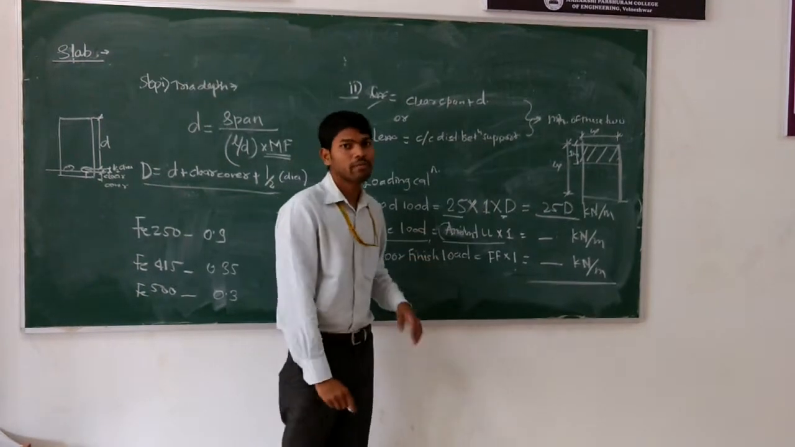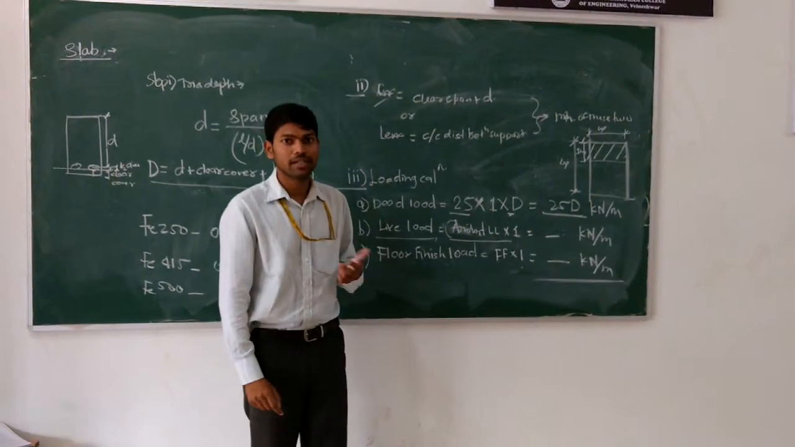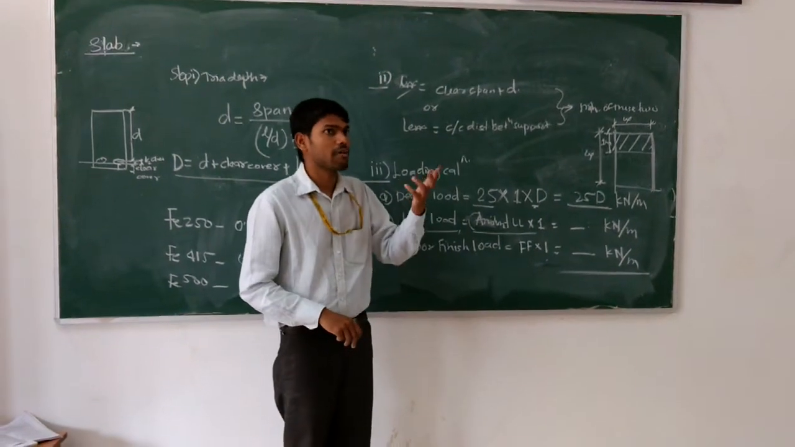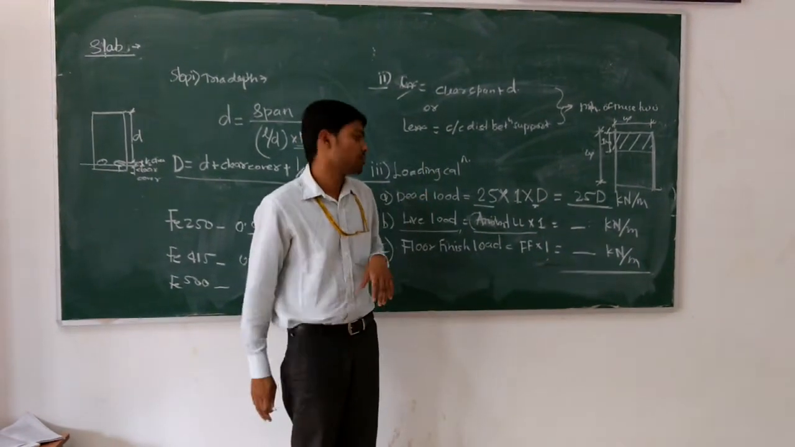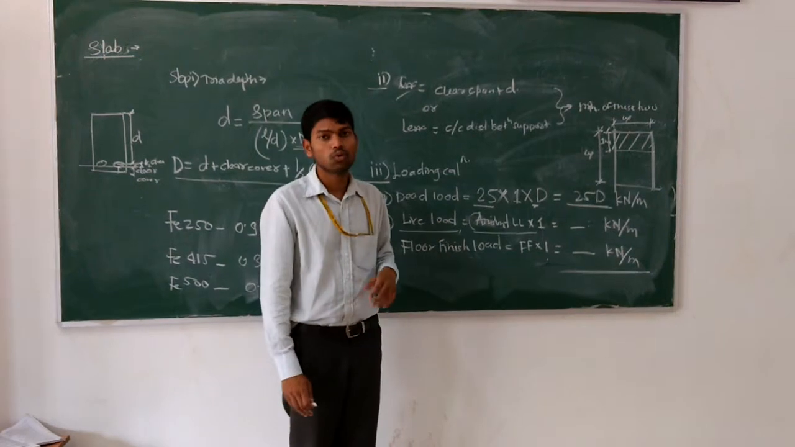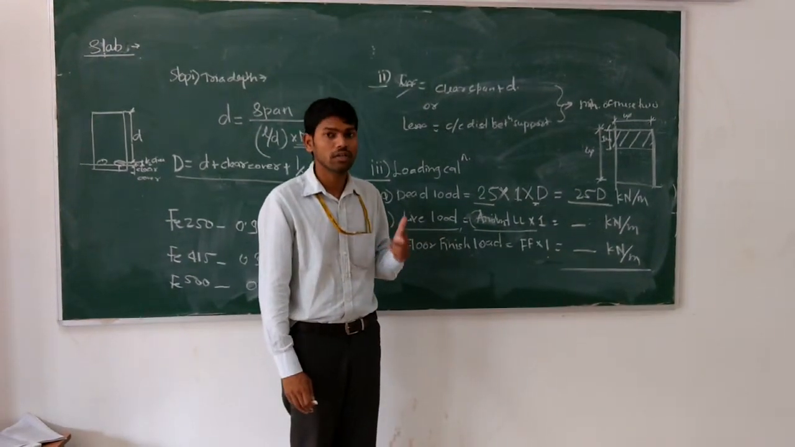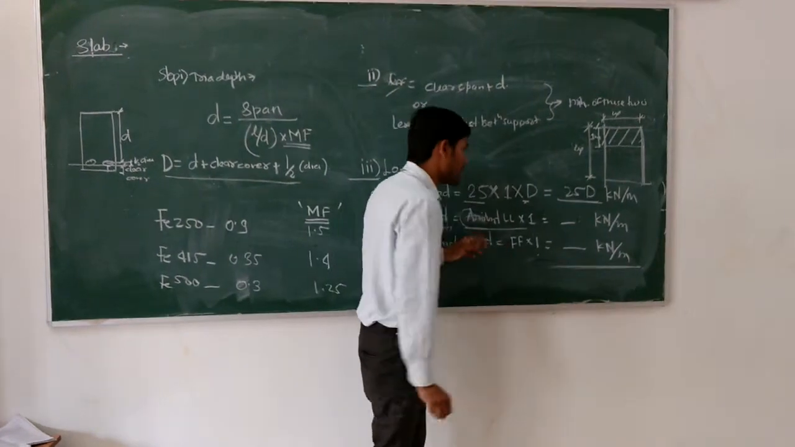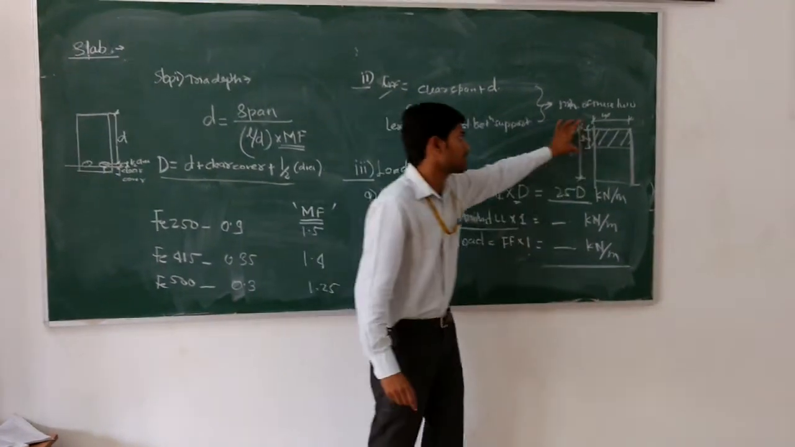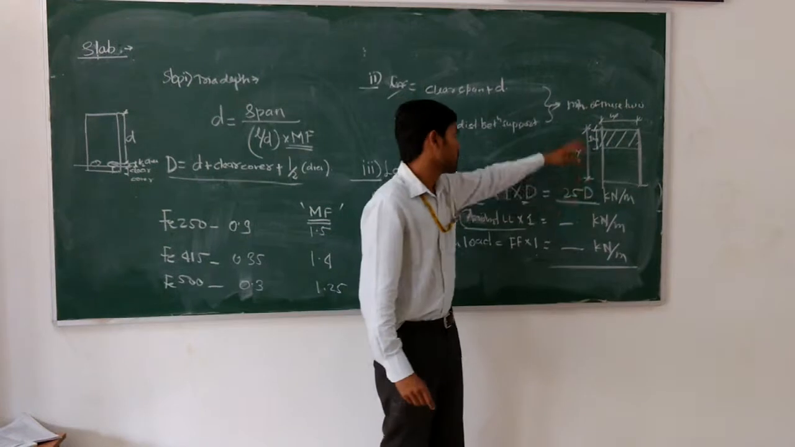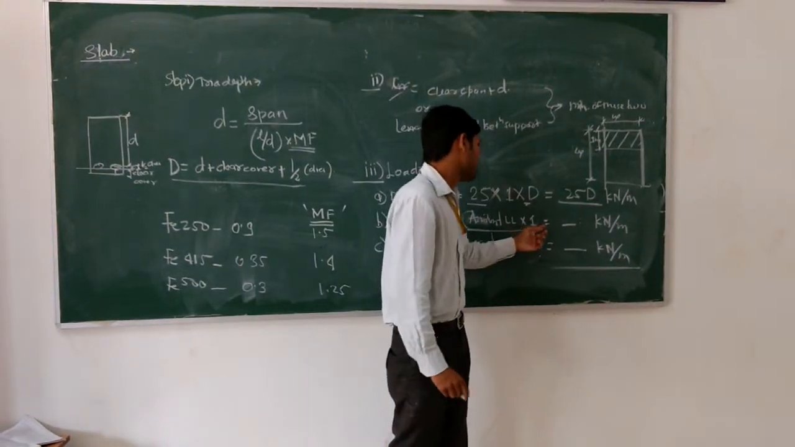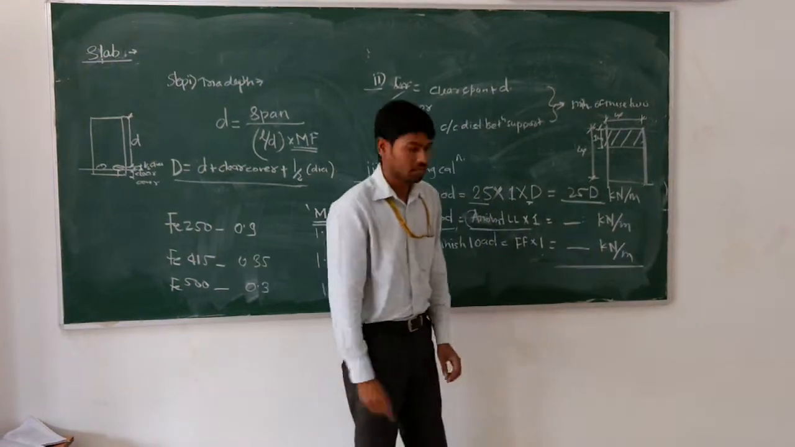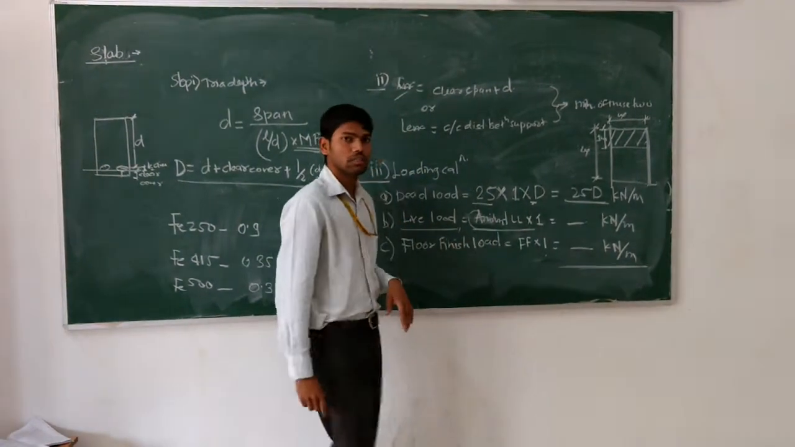Amount of live load will be given in kilonewton per meter square, that is per meter square of slab. If you take the general slab, except terrace, live load will be equal to 2 to 3 kilonewton per meter square. So amount of live load multiplied by 1 meter, that is width of slab that we have considered, we will get a kilonewton per meter value of live load.